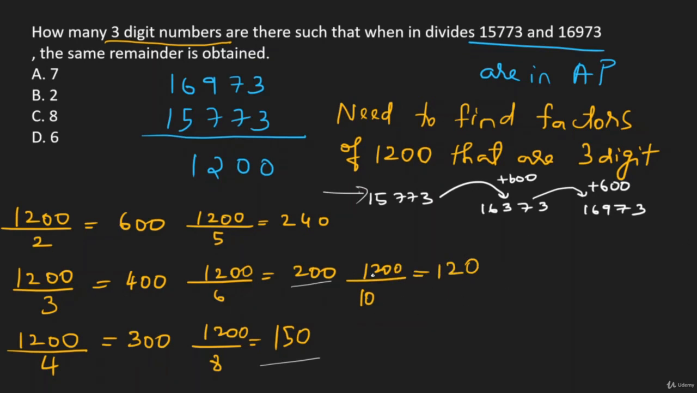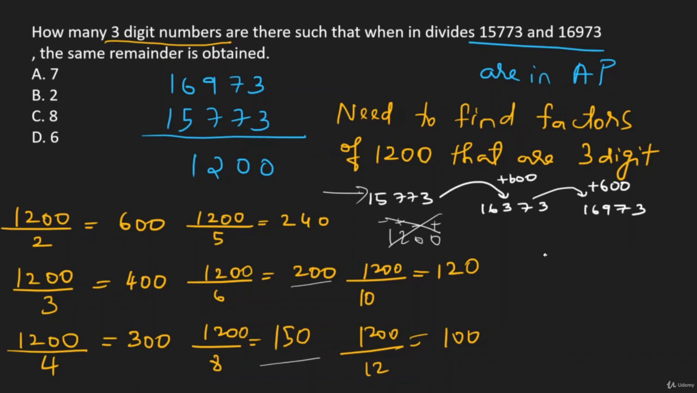And is it divisible by 11? No. For 11, I give a plus over here, a minus over here, a plus over here, and a minus over here. So if I add the numbers, I'll get plus 1, and 1 is not divisible by 11, so this is not divisible by 11. Is 1200 divisible by 12? Yes. 1200 by 12 will give me 100.